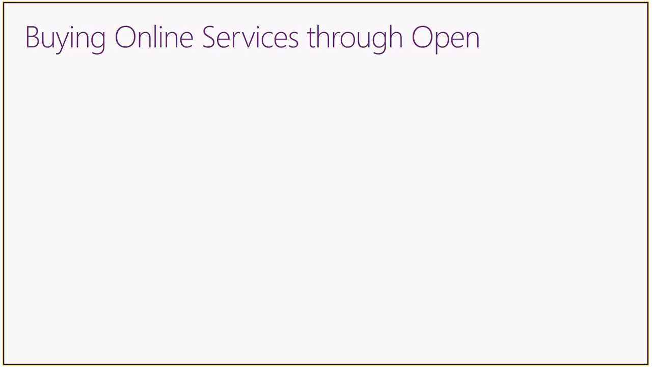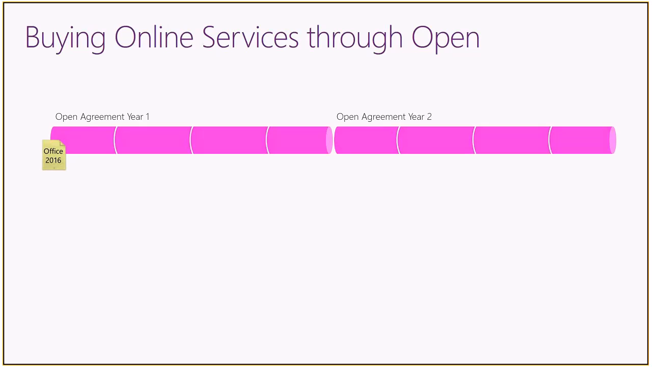So for buying online services through Open, I think it's important that we take a look at how that process works. This is something that involves the customer, the partner, the distie, and Microsoft. So if we take a look at how it works, here we've got an Open agreement that runs for 2 years, as we know, and I've broken that up into quarters, so each chunk is a 3-month quarter.